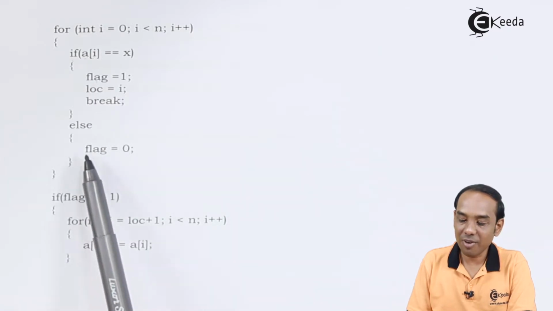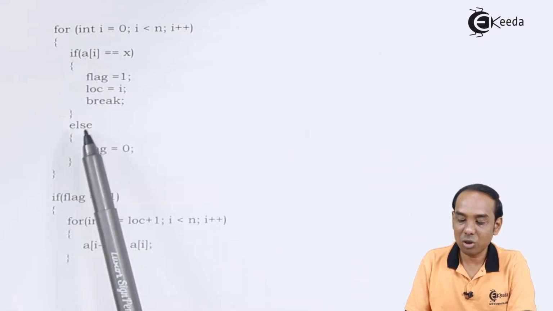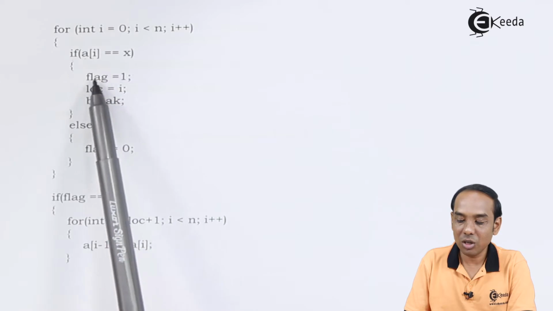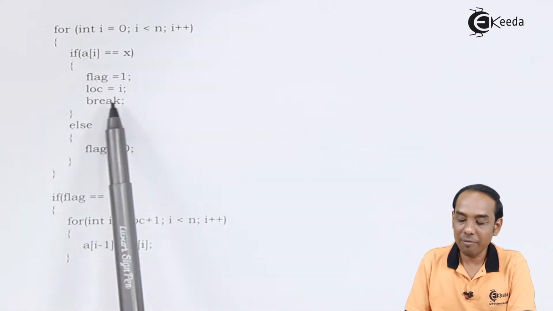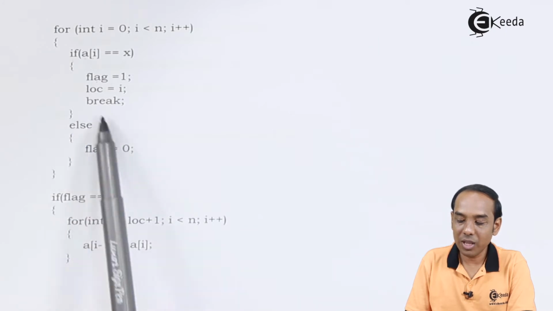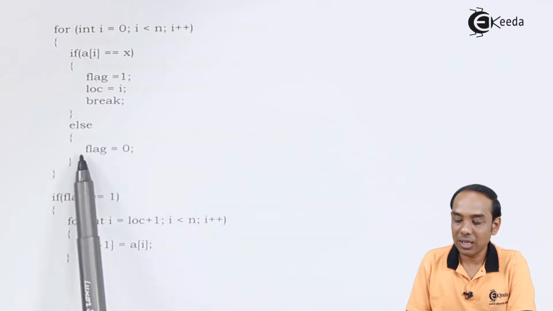If we don't find the value, in that case we will change the value of flag. So we have an if else structure. If the value matches, then we change the value of location from 0 to i and we break out. If not, then we move to the else part and write the flag value as 0. Based on the value of the flag, we will have a different set of conditions. Let's go for the condition checking.